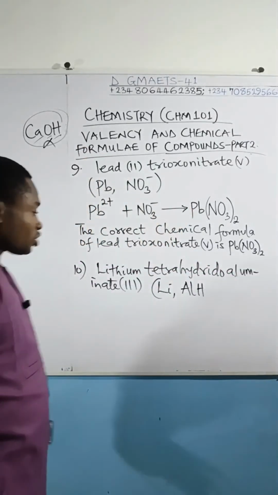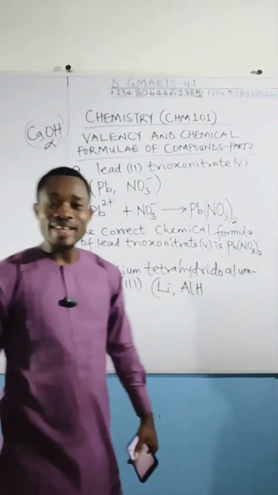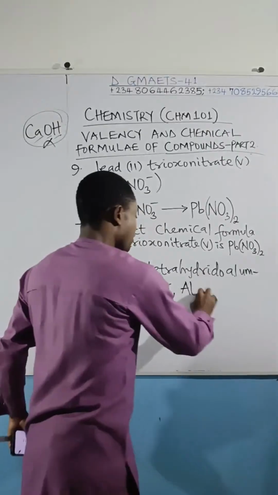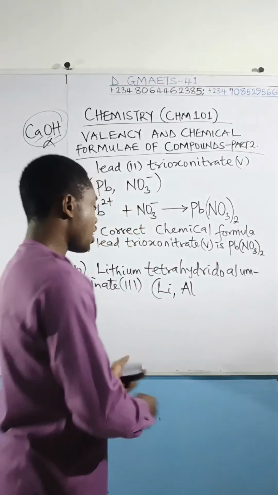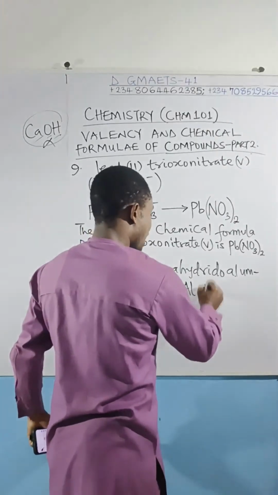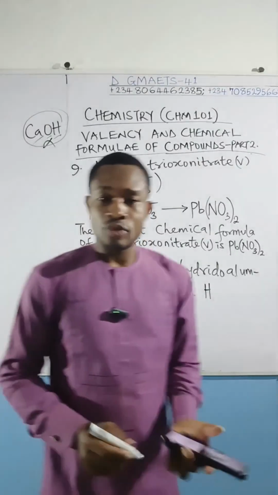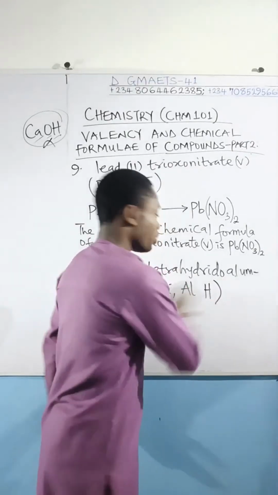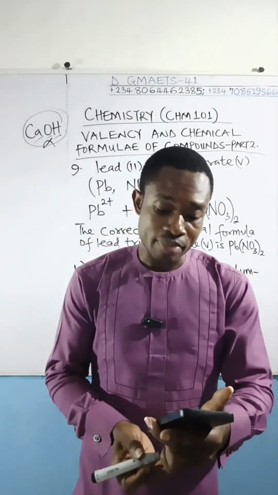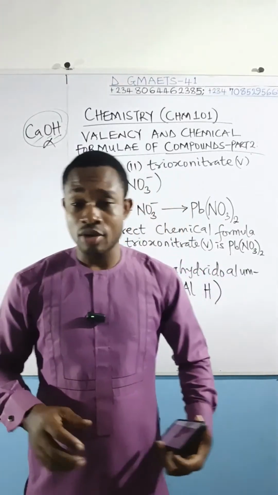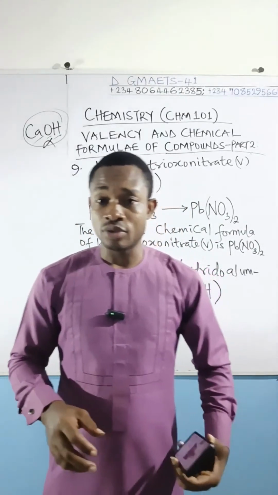So the lithium tetrahydroaluminate(III). This is how it goes. We have lithium, we have aluminum, and then we have hydrogen. Now, look at what you want to take note of. These are the components, the species that make up this compound, lithium tetrahydroaluminate(III). Are you following, right?